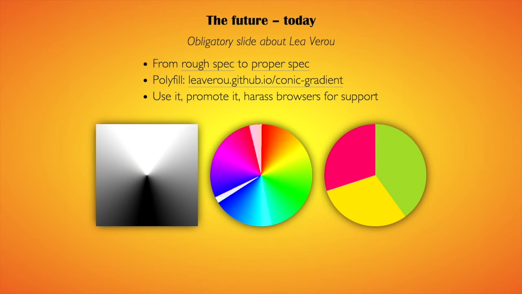So this is all due to the work of Lea Verou, where a few years ago she proposed a rough spec just on a personal space, and that then turned into a draft spec with the W3C. 2 weeks ago at CSS US, she launched a polyfill using SVG and PNG, and the colours on this screen are incredibly bad.